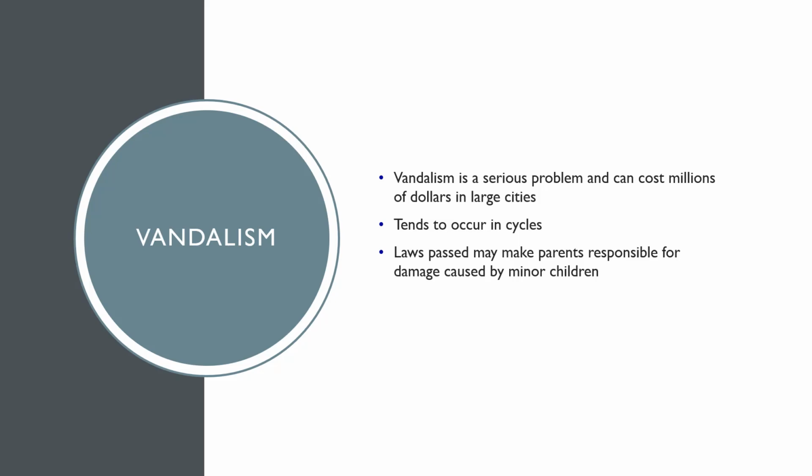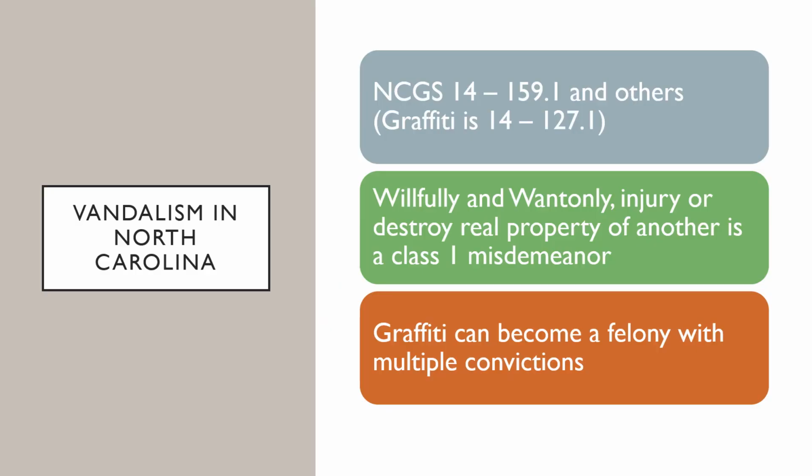So let's look at vandalism in North Carolina. North Carolina General Statute 14-159.1 and others. For example, we have a specific graffiti statute. Willfully and wantonly injure or destroy the real property of another, it's a Class 1 misdemeanor. So if I knock down your mailbox, if I break your bird fountain out front, if I drive on your yard and do donuts, all of those are vandalism acts in North Carolina. It's a Class 1 misdemeanor.